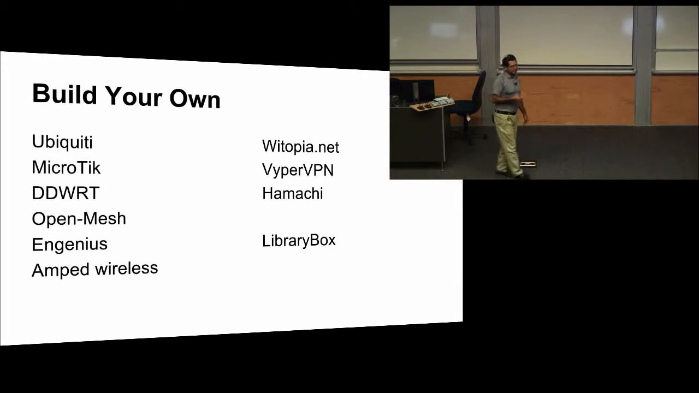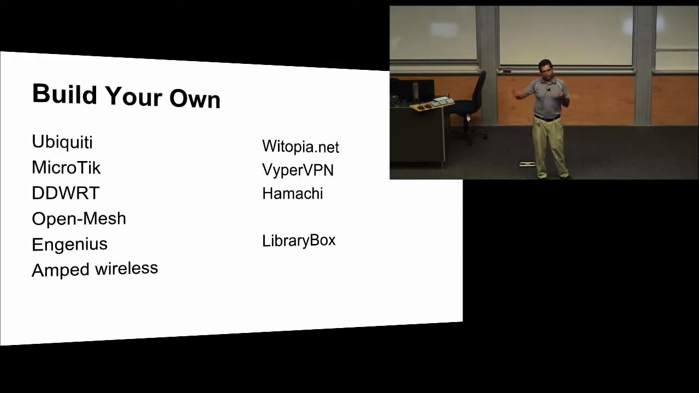DD-WRT is something you can use to reprogram a standard Linksys router, some of the older ones. It's pretty popular for mesh because you can add a mesh component to it, and then it'll do all of that receiving and retransmission automatically without you having to deal with it. Open mesh is the easiest by far to do. With open mesh, you can go to, I think it's openmesh.com, and you plug one of these units into the internet, and you get another one and plug it into the power. They'll talk to each other, they'll communicate, and they'll act as one unit.